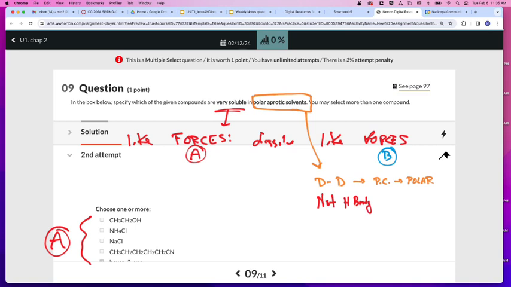Not H bonding is still a polar covalent bond, but really what that's defining is the aprotic aspect. Make sense? Could you define aprotic? Not hydrogen bonding. That's it? Yeah, that's it. Okay.